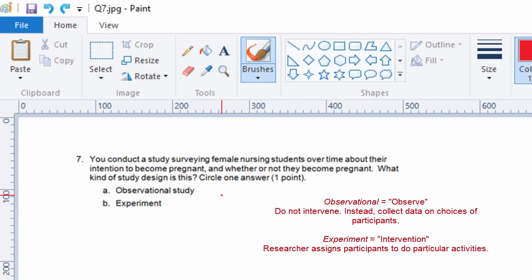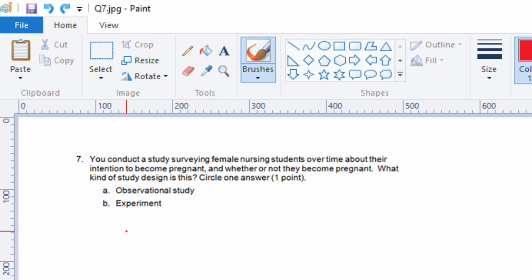Then the second choice is experiment, and what separates experiment from observational study is exactly that. You're putting people in groups and telling one group to do a certain thing and another group to do a certain thing, and that's not what's happening here. So of course we're going to go for the observational study.